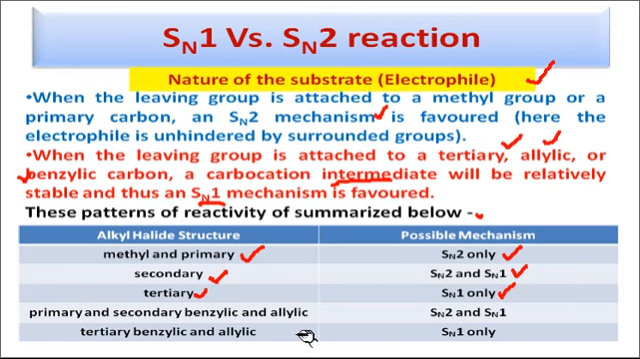For the primary and secondary benzylic and allylic halides, both the SN1 and the SN2 mechanisms can be followed. For the tertiary benzylic and allylic halides, only the SN1 mechanism is followed. So this is based on only these two factors. First is the steric hindrance of the attacking nucleophile. Second is the stability of the carbocation.